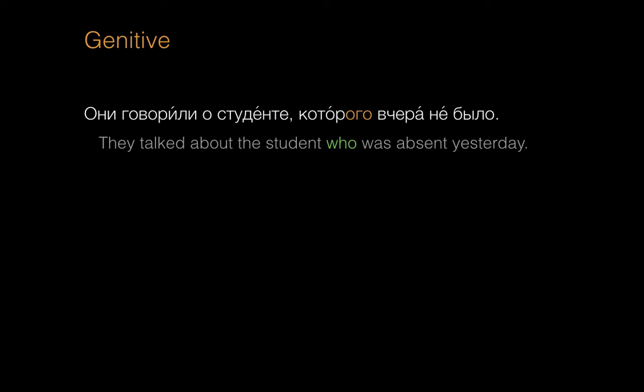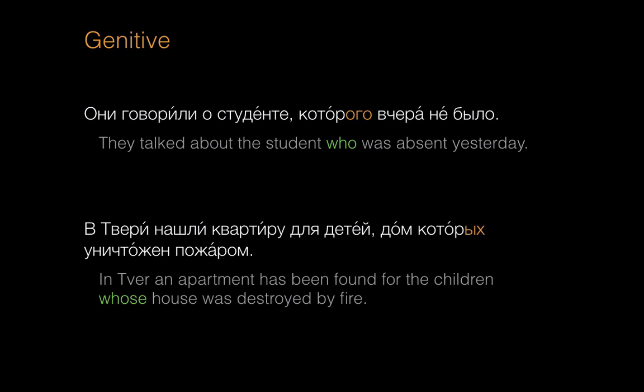Они говорили о студенте, которого вчера не было. Since he was not there yesterday, we use the genitive ending, которого, to express absence. В Твери нашли квартиру для детей, дом которых уничтожен пожаром. When we express possession or relation with the genitive, который follows that noun. Remember that it still agrees in number with the noun that it refers back to. That's why we have the plural которых to match детей.